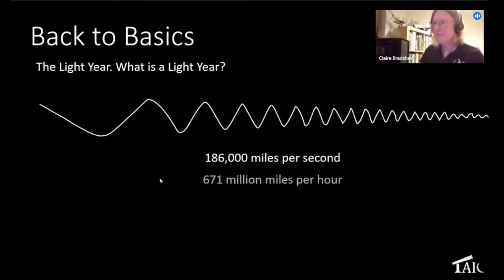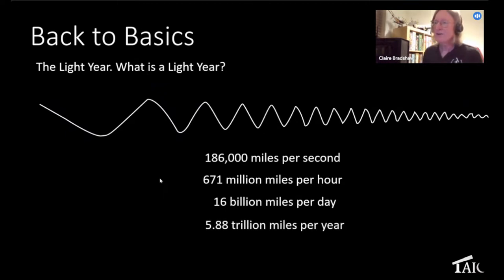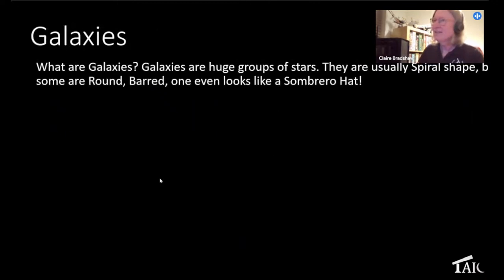really mind-boggling: 671 million miles an hour, 16 billion miles a day, and 5.88 trillion miles a year. When I talk to people about light years, about how far something is away, like it's only four light years away, that's four times 5.88 trillion miles. And then people start to get a real sense of the distances between things, and the wow factor for that.